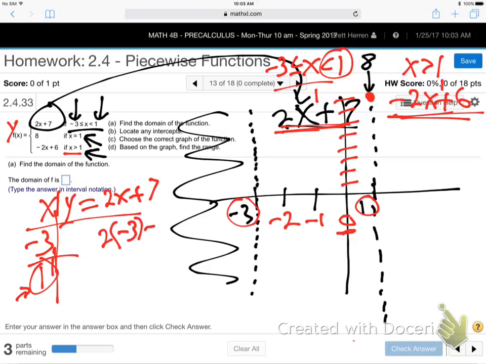2 times -3 plus 7, what's that, +1? And 2 times 1 plus 7, that's 9. So that means back 3, up 1, solid dot here. Is that 1? No, I went a little high, but whatever. Over 1, up 9, that'd be way up here. Whoop, or here. Open dot there.